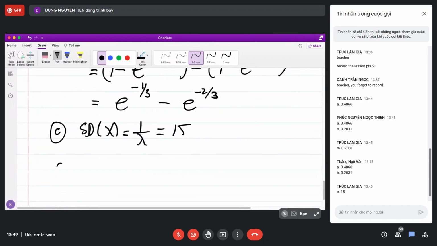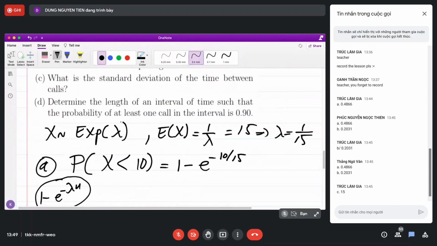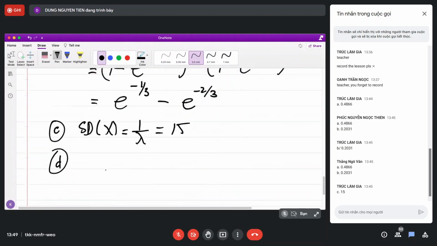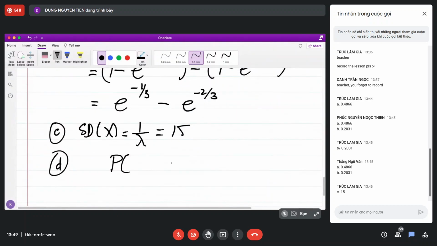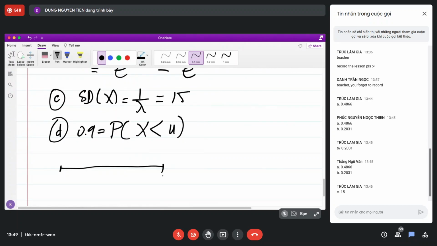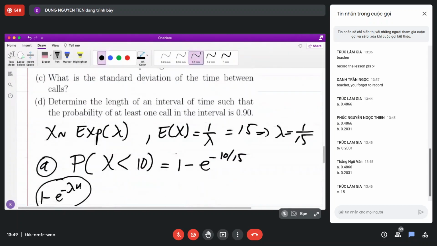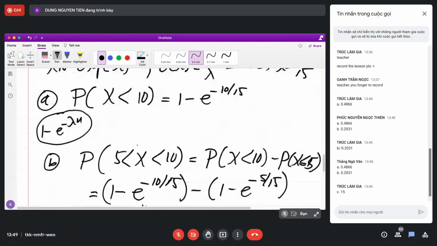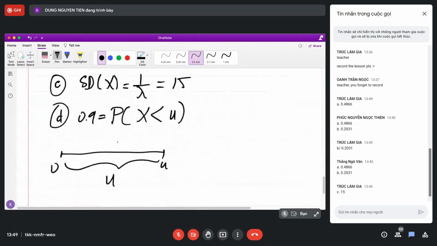Same thing. Question D. You want to determine the length of an interval of time such that the probability of at least one call in the interval is 90%. So you want to find the value u, the length u, such that the probability that x is less than u equals 90%. This is 0, the length is u, such that the probability of at least one call in this interval is 90%.